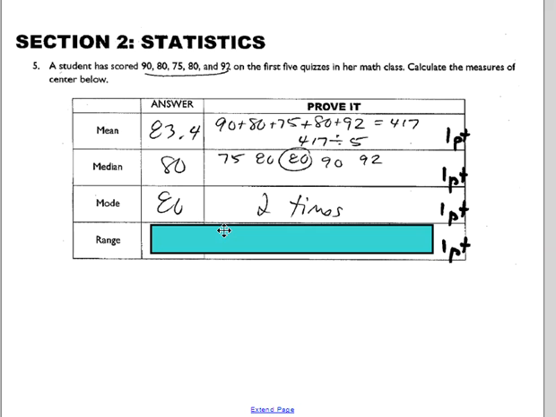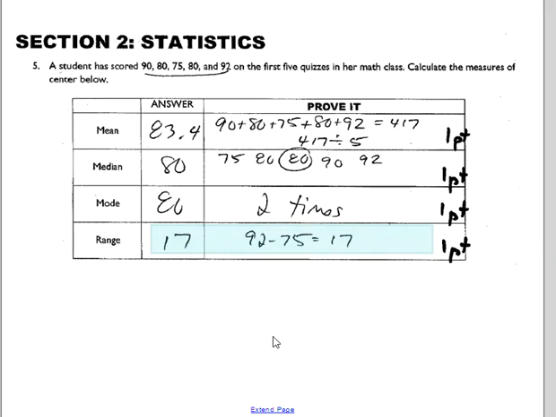Then your range is the distance from your highest number to your lowest number. So the highest was 92. Might be better to look at it here since they're already in order. The highest was 92, the lowest was 75. If I figure out what the distance is between those, you end up with 17. So we have a range of 17. Our data stretches 17 numbers from high to low, or from low to high.